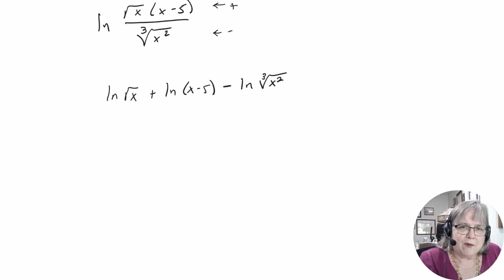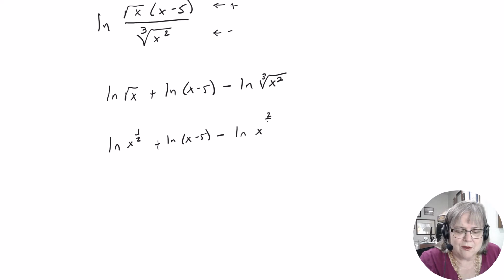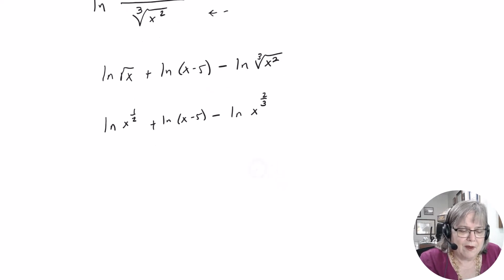All right. Now remember, natural logs are related to powers, so you normally don't leave it with a square root. This is natural log of x to the 1/2 plus the natural log of x minus 5, which does not clean up anymore. This is it. You cannot separate the natural log of x minus 5. Minus the natural log of x to the 2/3. Okay. So then you would have 1/2 natural log of x plus the natural log of x minus 5 minus 2/3 the natural log of x.